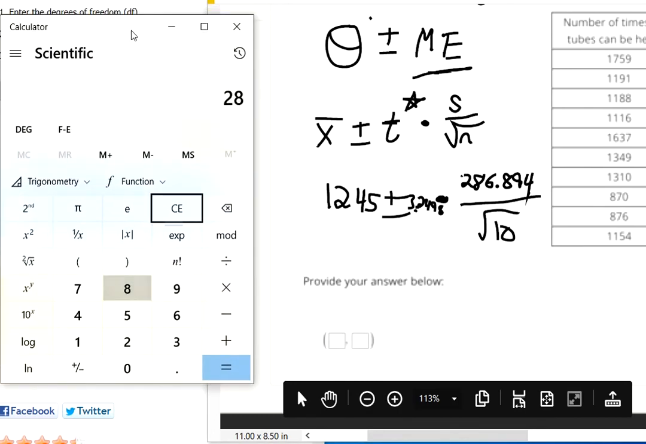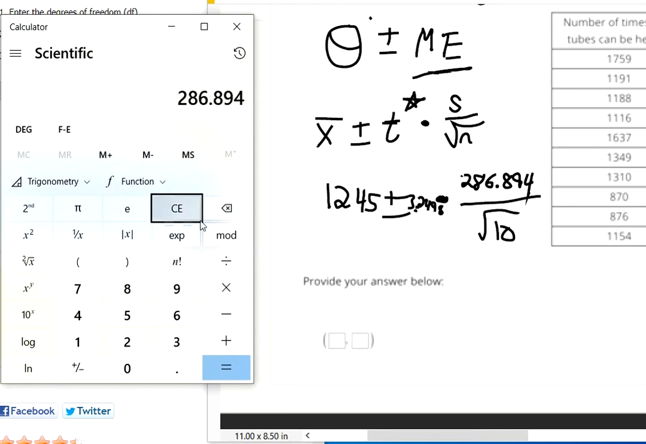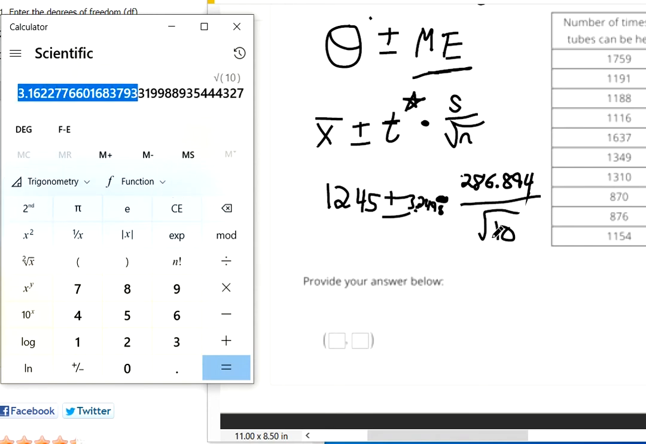Okay, so 286.894. Actually, I'm going to do the square root of 10 first in my calculator, so forget what I just typed. That's what the square root of 10 is. Now you could copy this back down, but I'm going to highlight a bunch of these decimals and press Control-C, or Command-C if you're on an Apple, to copy those decimals. And then take that top number and divide it by the square root of 10. So we just found out this fraction is roughly equal to 90.72, and then we're going to multiply that by 3.2498.